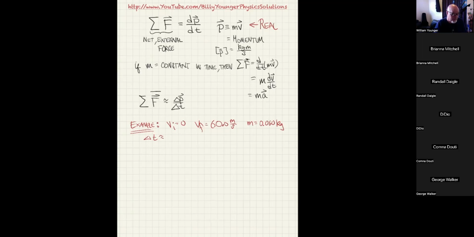So 5 milliseconds is about the right answer. So delta T is around 5.0 times 10 to the negative third seconds. In other words, about 5 milliseconds. So what I'd like to do is say, what is the average force? And notice I put just the average symbol up there instead of vector, because though this is a vector equation, I'm treating everything like it's moving in one dimension.